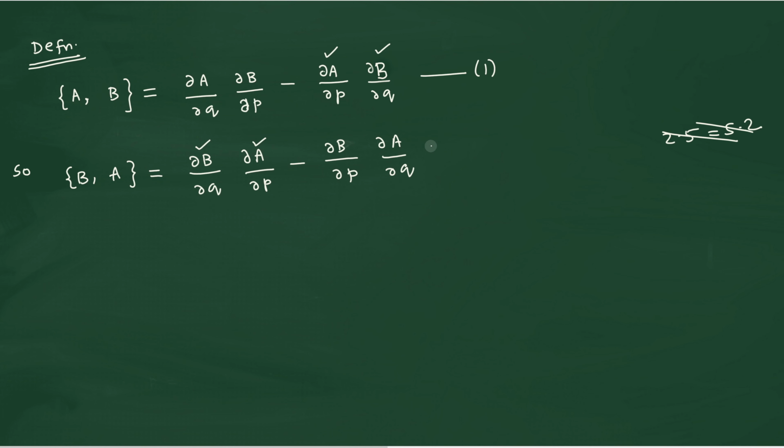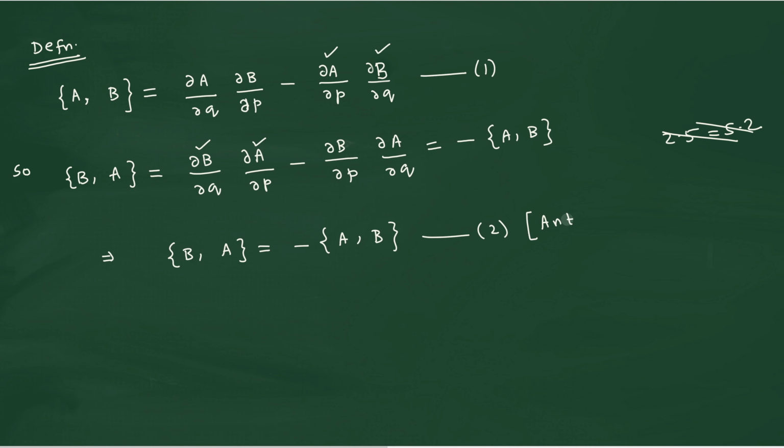Therefore our conclusion is that this is nothing but the negative of the previous equation, which is {A, B}. So it is the negative of the previous expression, which means I can write it in compact notation, that is, Poisson bracket notation. A straightforward calculation tells you that {B, A} will be given by the negative of {A, B}. This is our equation 2, and this is known as the anti-symmetry property.